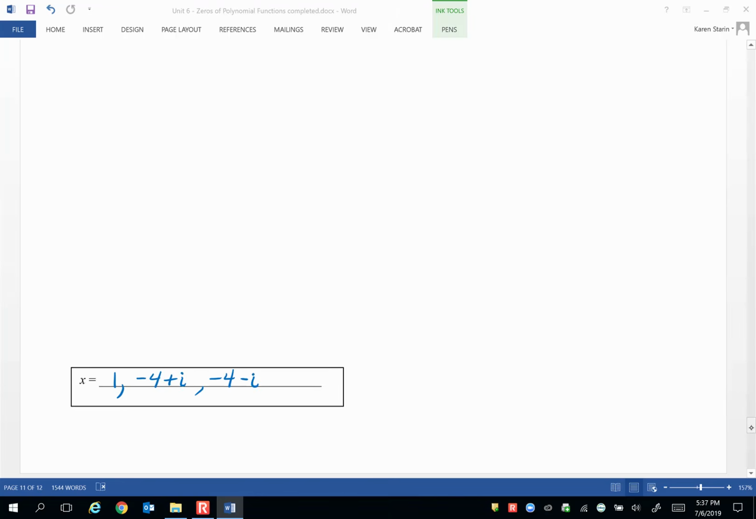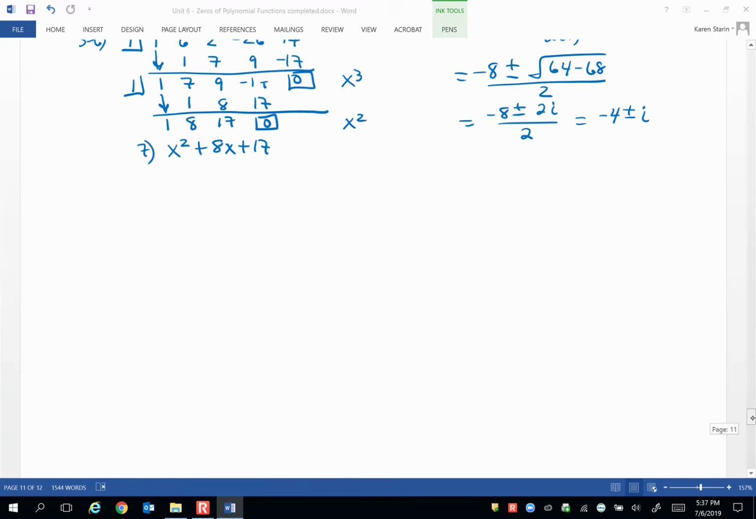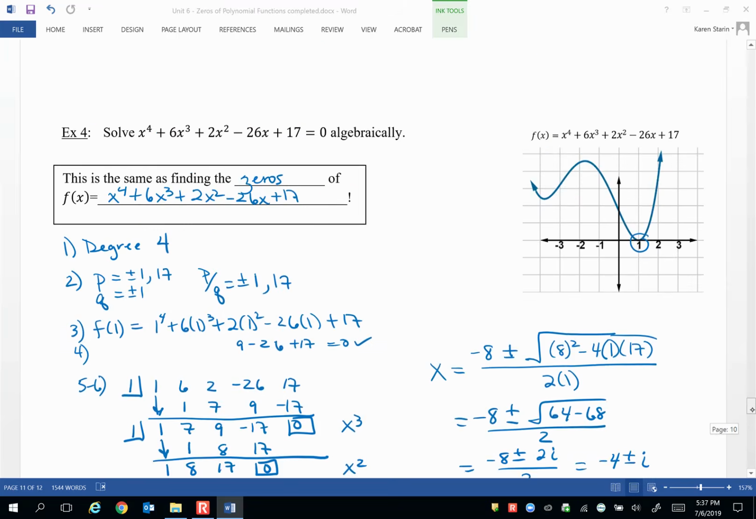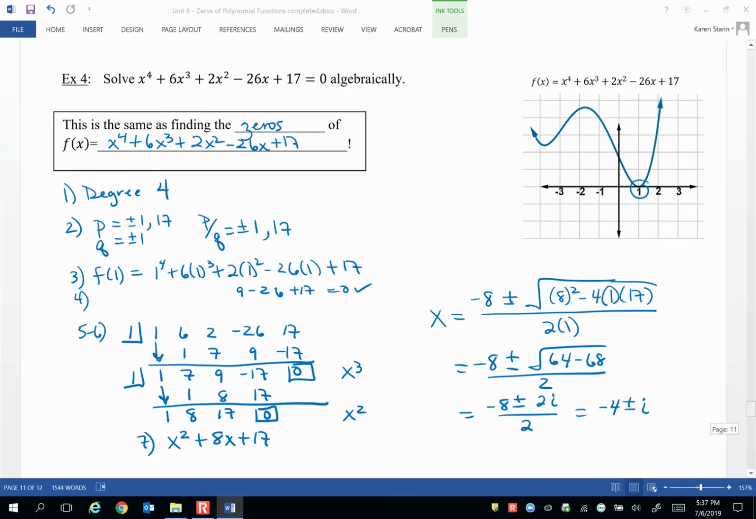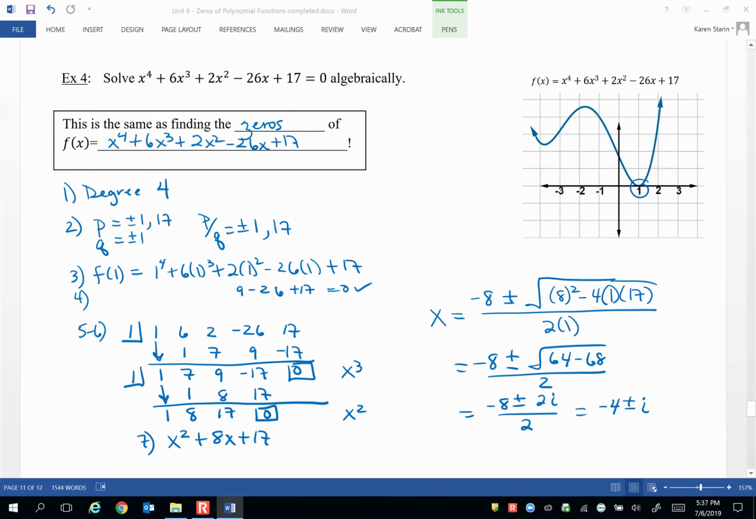So let's roll up to the graph again just to look at it. Remember, the fundamental theorem of algebra says we will have 4 total zeros, and we have a real 0 of 1 with multiplicity 2, that's 2 of them, and then we have 2 imaginary zeros, -4 plus i and -4 minus i.